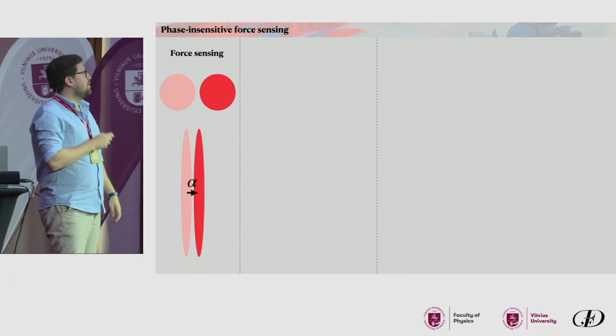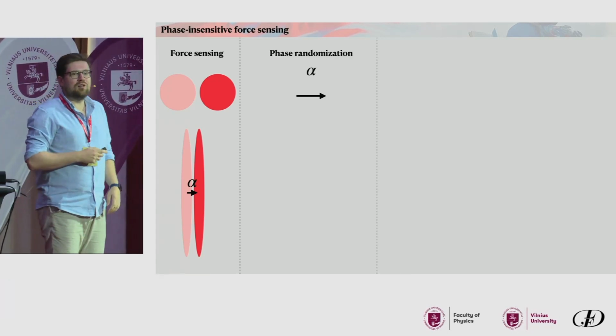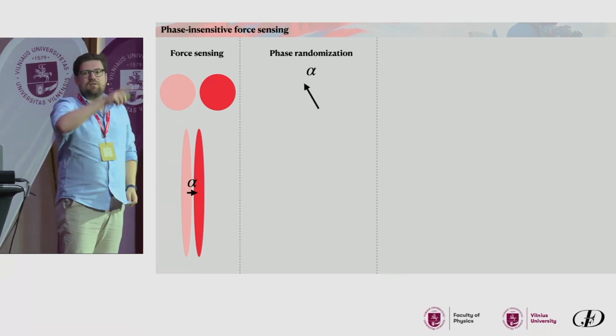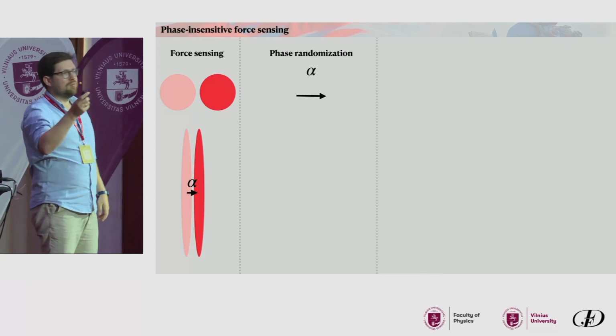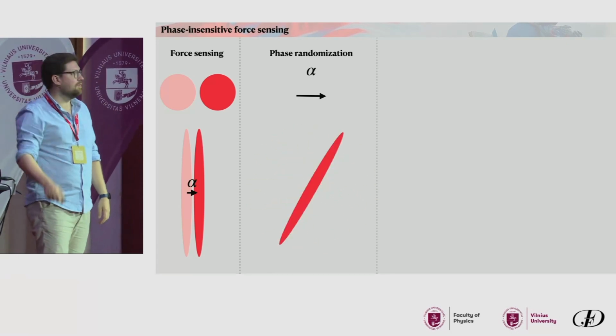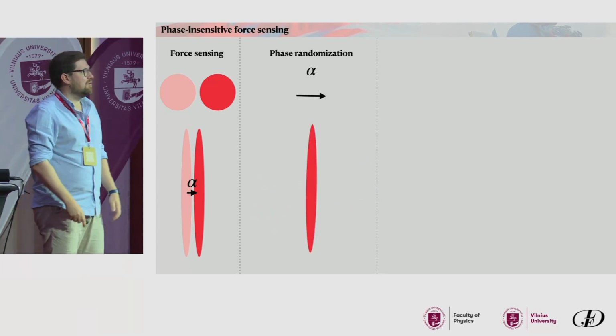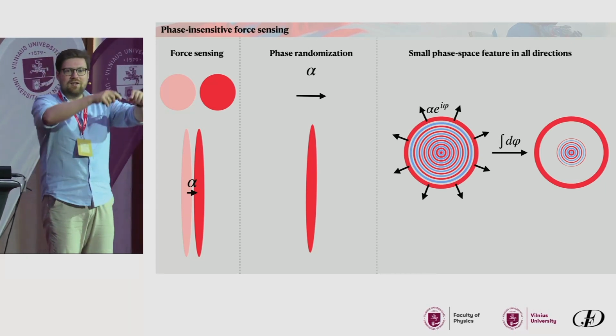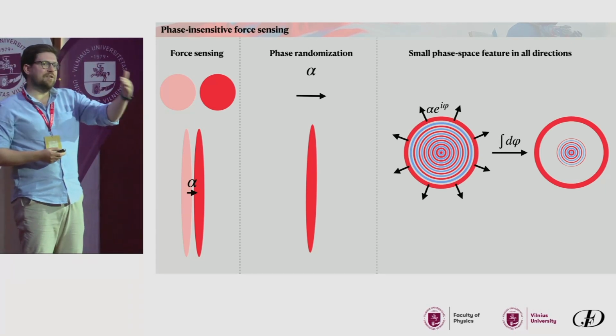So, but the problem is when you don't know in which direction your force acts. It can vary from shot to shot in the experiment, or your state can rotate in the phase space. And people found out, what's the solution? You need to prepare a state that has these small features in every direction in the phase space.